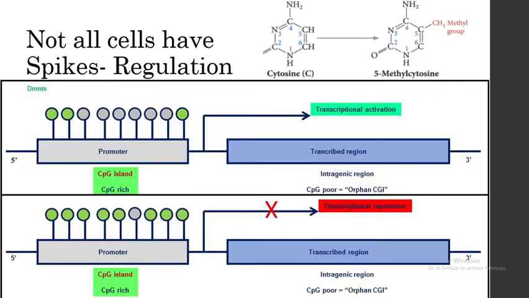I said earlier that this network determines spike growth on some of a dragon's cells. Even if a dragon is set to produce spikes, there are methods of regulation to ensure that this only occurs in specialized cells. DNA methylation happens when a nucleotide gains a methyl or CH3 group on one of its carbons.